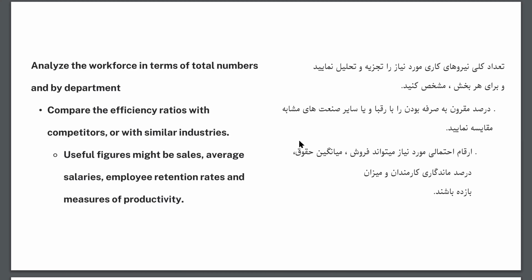But compare your efficiency to the ratios of your competitors or businesses in similar industries. And then useful figures would be your sales or average salaries and employee retention rates and just measures of productivity.